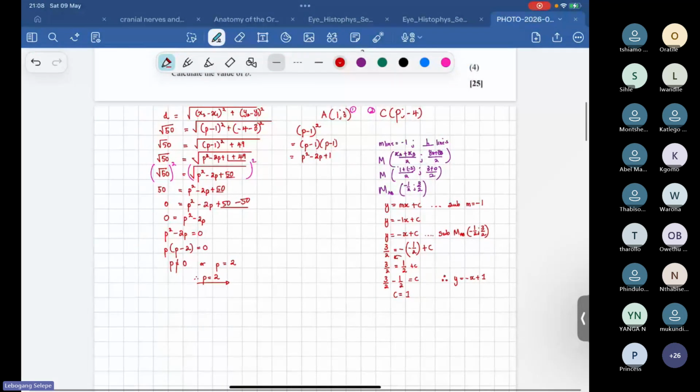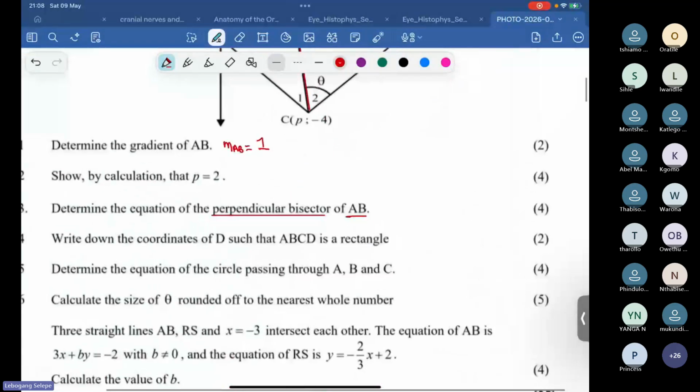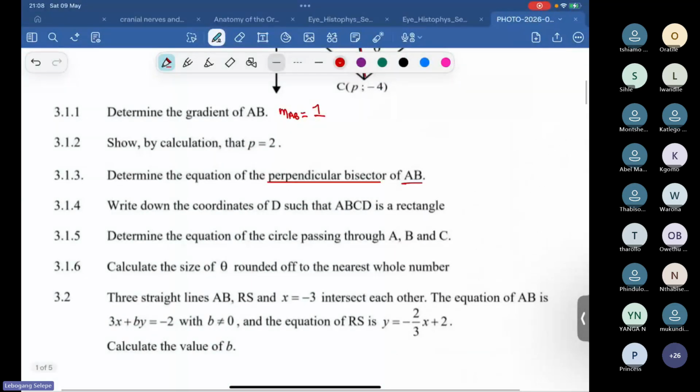Okay. So just remember the general steps of how to determine the equation of a straight line. Remember, you find the gradient, you find any other point on the line, you substitute it, you solve for c, then you write down the equation. That's the general step, right?